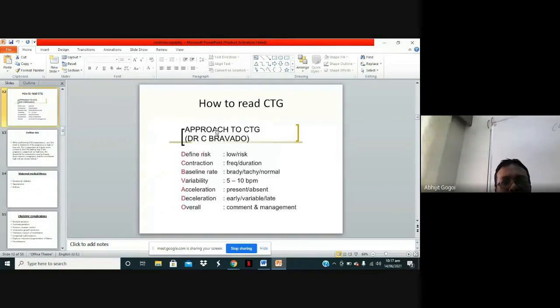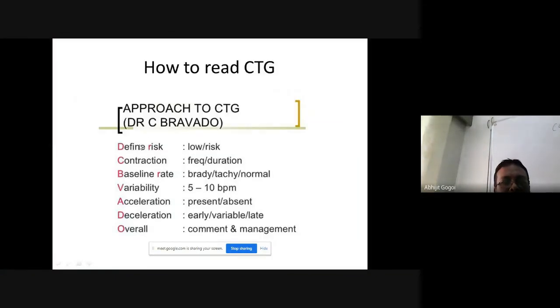When you write your answer in the exam paper, you write in this format. You write the contraction, then you find the baseline rate. After the baseline, you find the variability. Then you find acceleration, then deceleration. Then you comment whether it is normal or not. The comment is reassuring, non-reassuring, or abnormal. If everything is normal, you write reassuring.